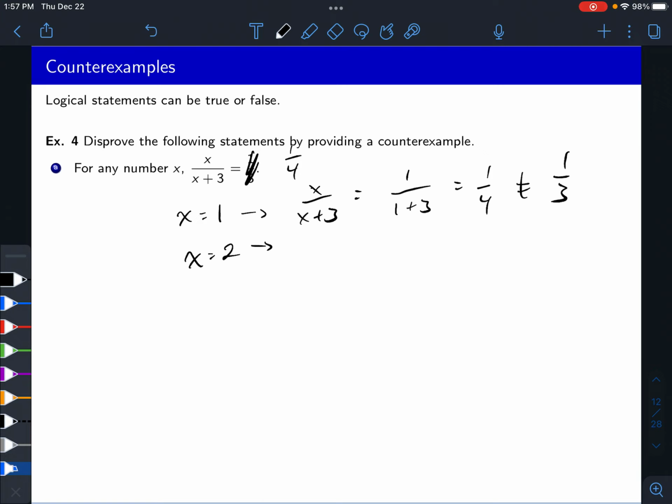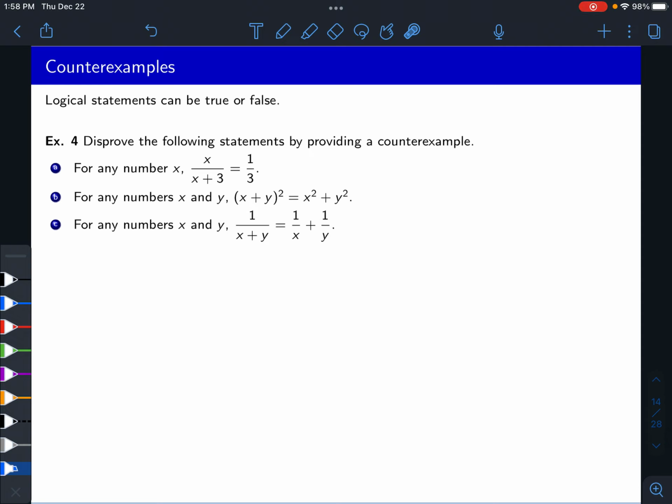Well, let's disprove that as well. So if I do x equals 2, then I would have x over x plus 3 is equal to 2 over 2 plus 3. That's equal to 2 over 5. And 2 over 5 is not equal to 1 over 4. These are both in simplest terms fractions, and they are different from each other. Therefore, this is just not a cancellation that you can do.